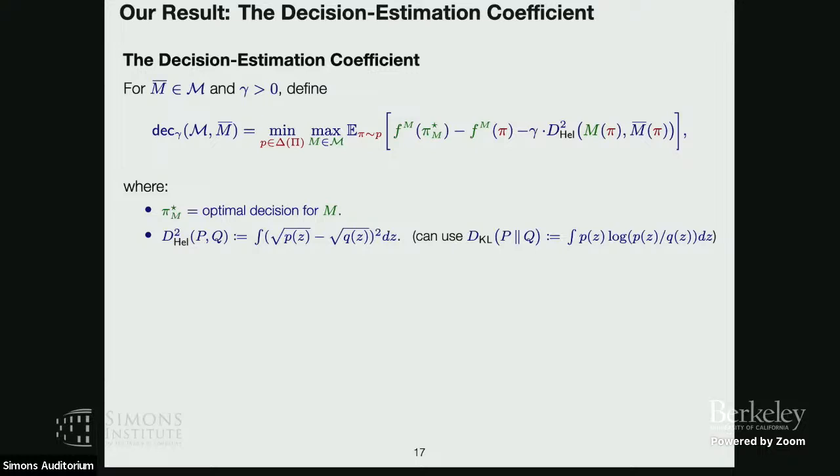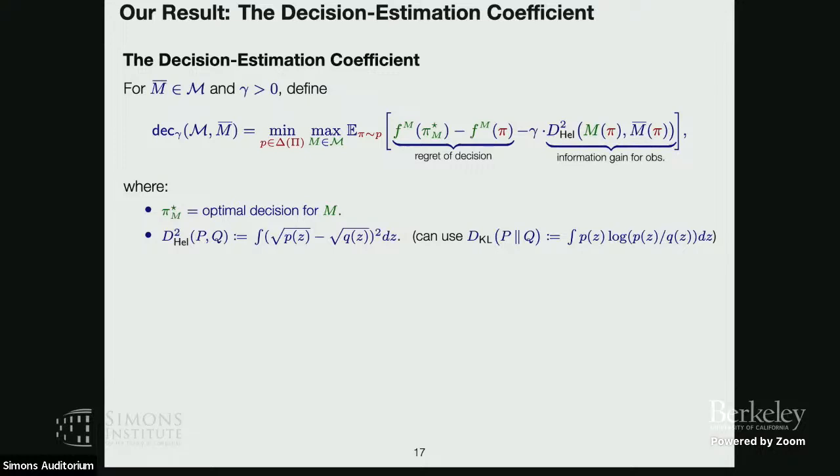This DEC is a min-max problem, where the min player, which you can think of as representing the learner, is trying to pick a distribution over decisions such that for a worst case model in this class script M selected by the max player, they want their instantaneous regret, or instantaneous suboptimality, under this model to be balanced by a notion of information gain for the decision they selected.